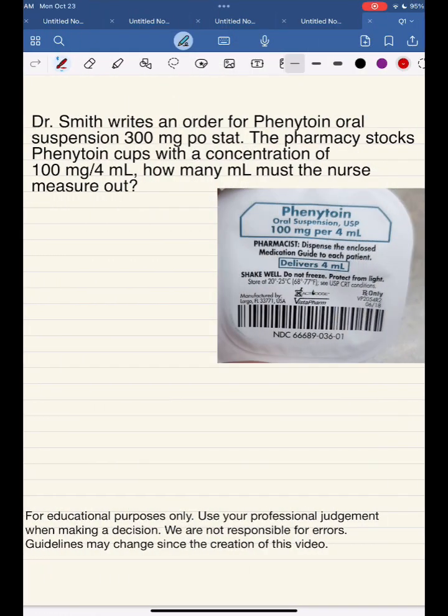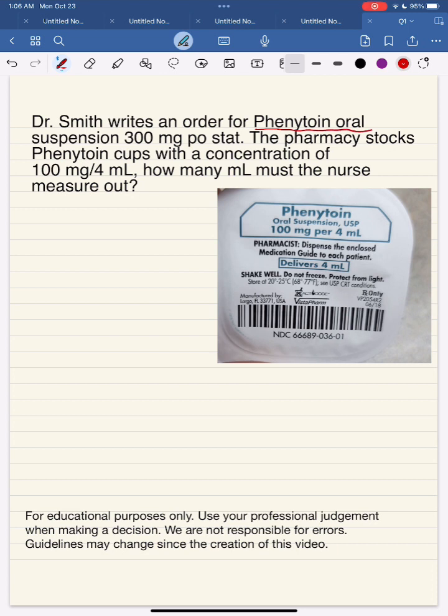Okay, Dr. Smith writes an order for phenytoin oral suspension, 300 milligrams PO stat, used for seizures. Pharmacy stocks a cup with a concentration of 100 milligrams per 4 ml. How many ml must the nurse measure out? Always pay attention to the concentration. 100 milligrams per 4 ml is the concentration. Let's do this as a ratio proportion.